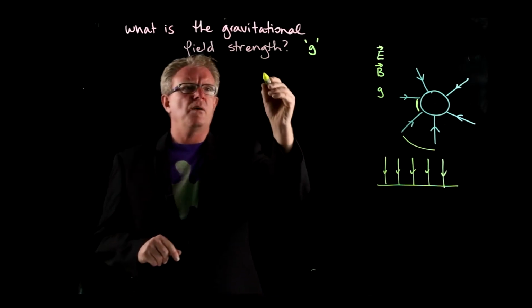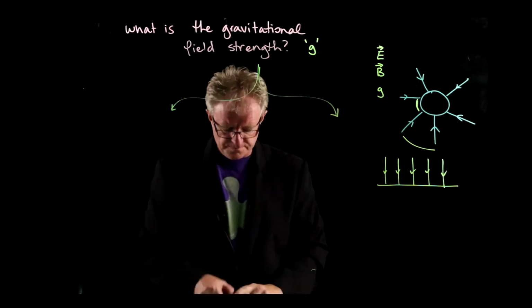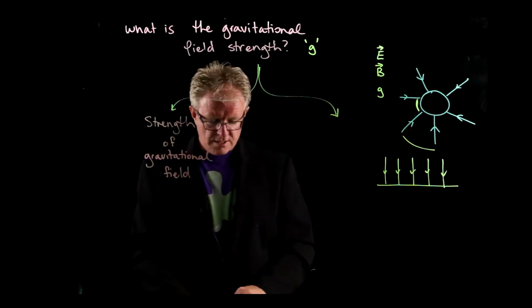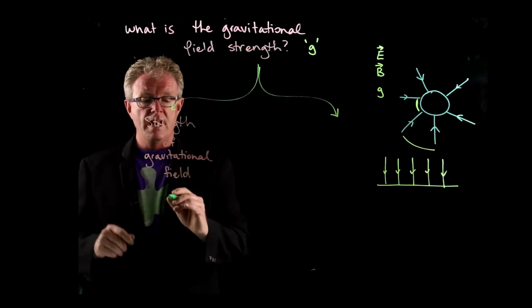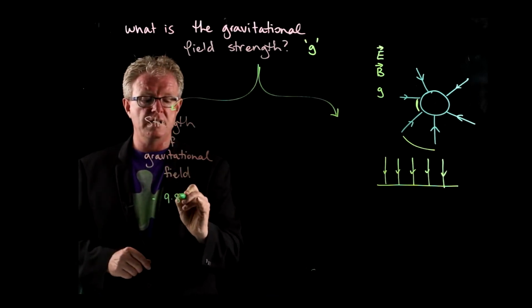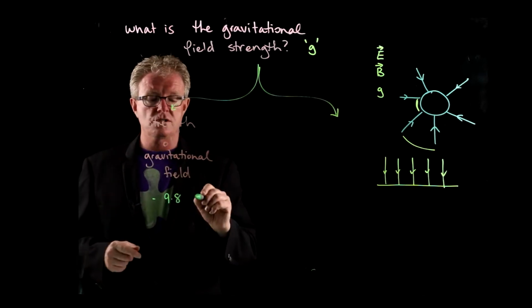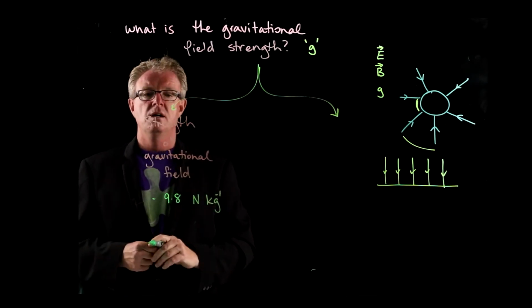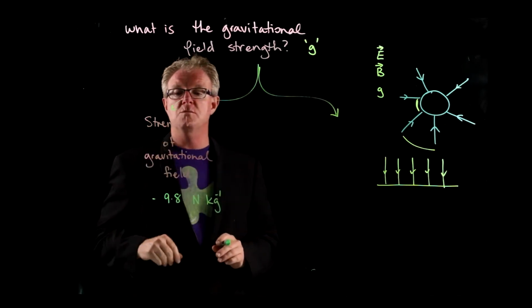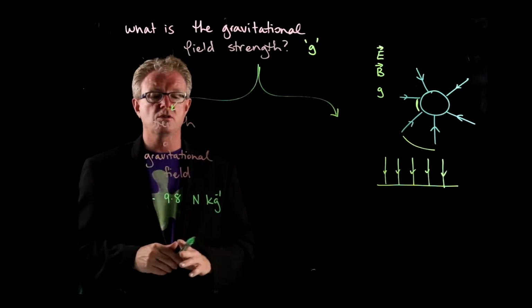In terms of how we can describe g, we can describe it in two ways. We can describe it in terms of the strength of the gravitational field, and when we do that, the value is 9.8, the magnitude is 9.8, but the units are newtons per kilogram. So when we're using g to describe the strength of a gravitational field, it's newtons per kilogram.